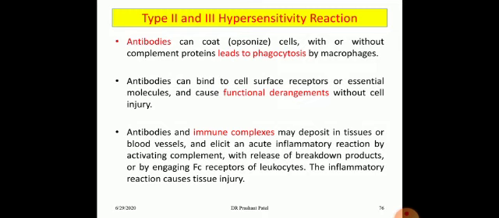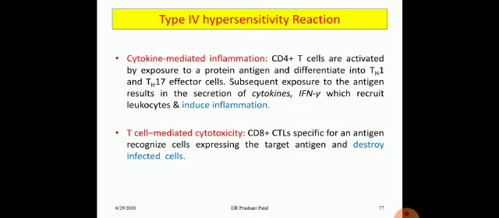In type 2 hypersensitivity reaction, there may also be functional derangement, which induces various diseases like Graves' disease and myasthenia gravis. Immune complexes formed in the circulation circulate and deposit in organs which are rich in vascular supply, like joints and kidney glomeruli, and produce type 3 hypersensitivity reaction. And in type 4 hypersensitivity reaction, delayed type hypersensitivity reactions may develop, and the key cytokine is interferon gamma, which recruits the macrophages and induces inflammatory reactions.